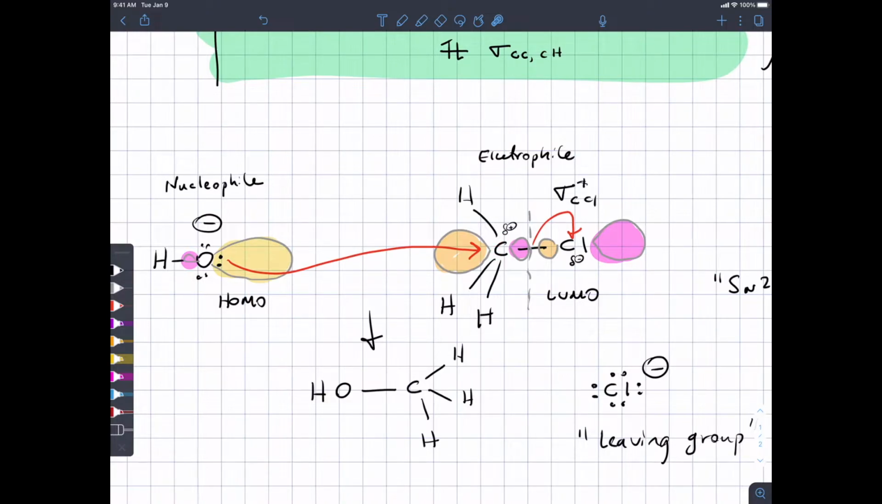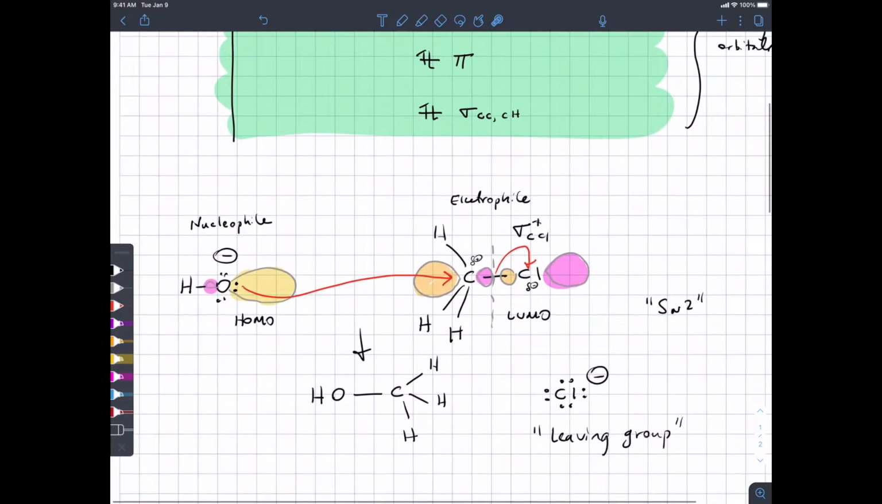Yeah? Will we have to figure out which one's the nucleophile and which is the electrophile? Will you have to figure out which one is the nucleophile and which one's the electrophile? Yes, though it's okay if right now that's a little bit unclear. You'll get it by experience. Okay, what else? Others?